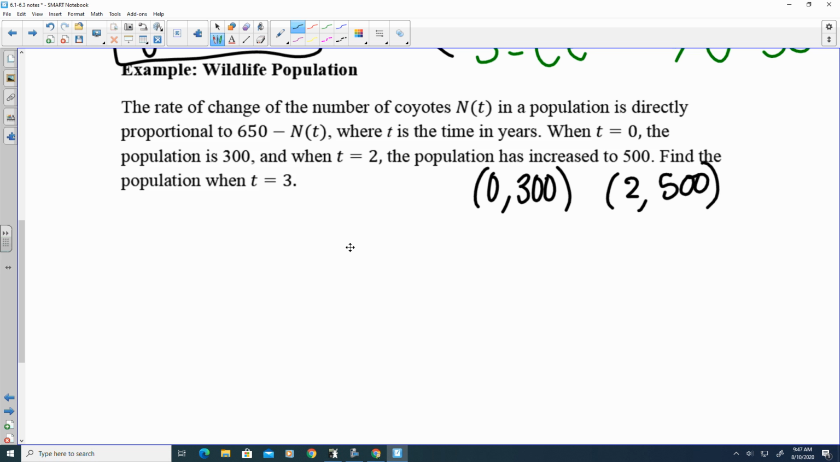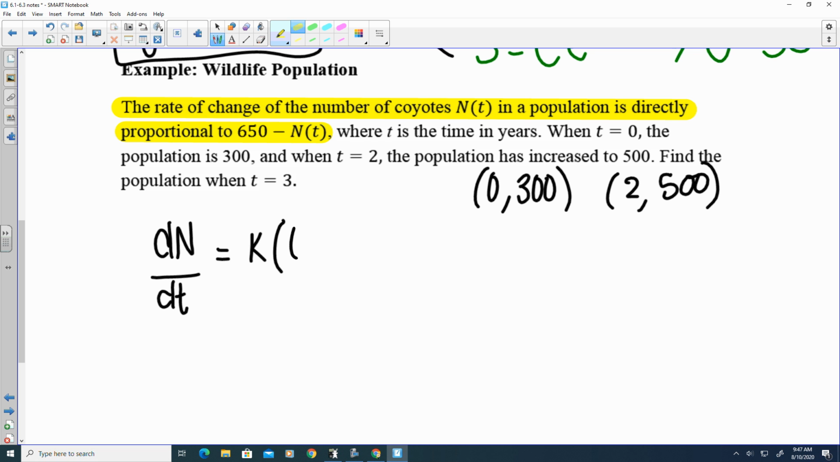So this first statement, I'm going to highlight, it's important. The rate of change of the number of coyotes, so it's going to be a derivative, is directly proportional to 650 minus n of t. So the rate of change of n, dn/dt, is directly proportional to some value k times 650 minus n. And all of this is with respect to t, where time is t in years.